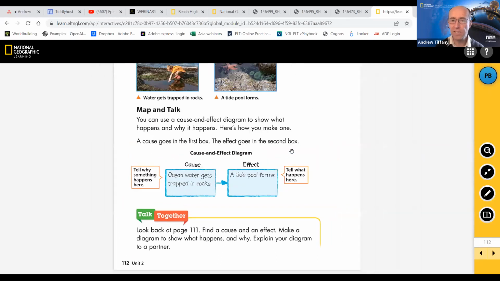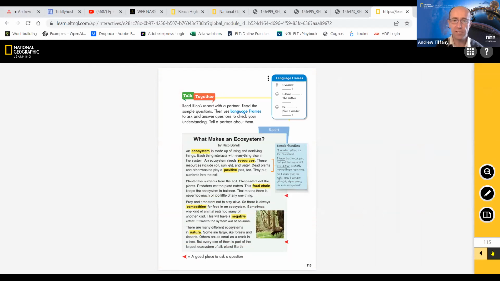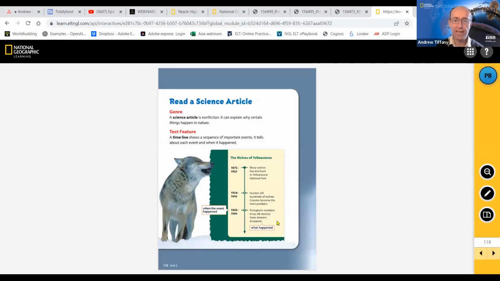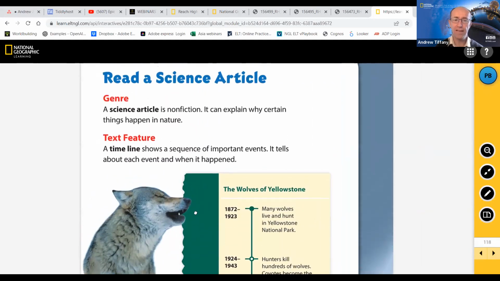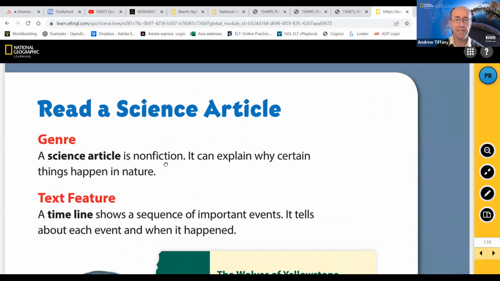Great. So now that we understand that, what we're going to do is we're going to jump through and we're going to look at a reading to try and understand. We're going to skip all this stuff. There's a lot here, right? We're going to jump to a science article, okay? And this science article is non-fiction. It means it's true. It's not made up. It's true, okay? It explains why things happen in nature. It explains cause and effect, okay?